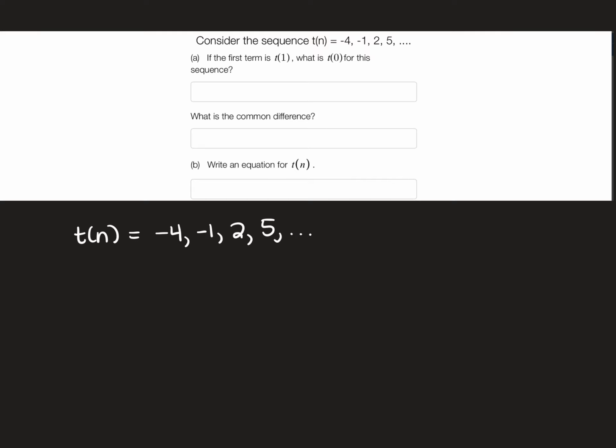Okay, let's go ahead and move on. So we have our sequence now is -4, -1, 2, and 5, and then dot, dot, dot. If the first term is t of 1, what is t of 0? So in other words, we'd have to move backwards.